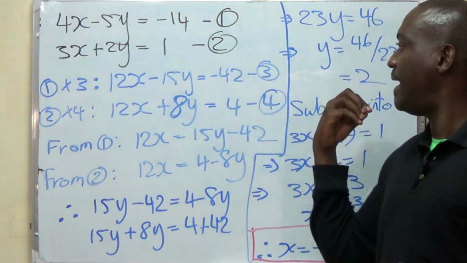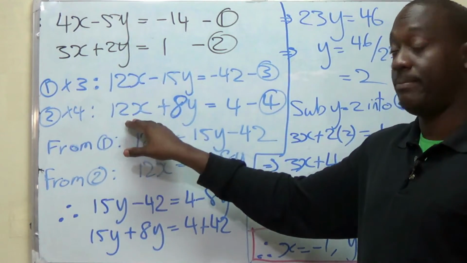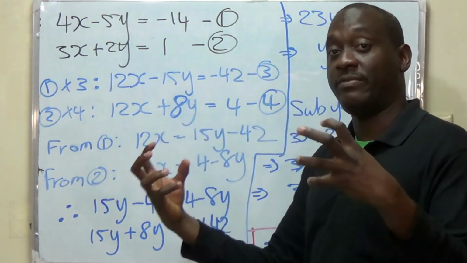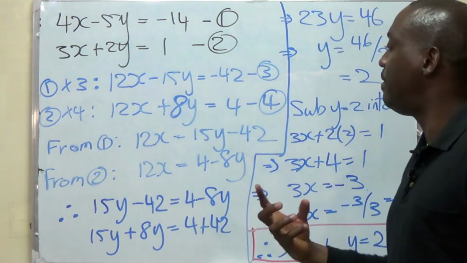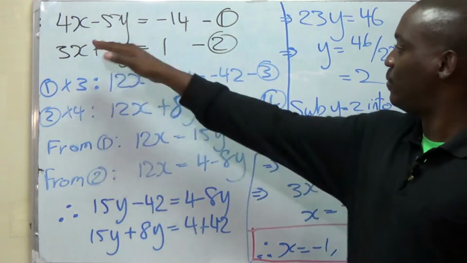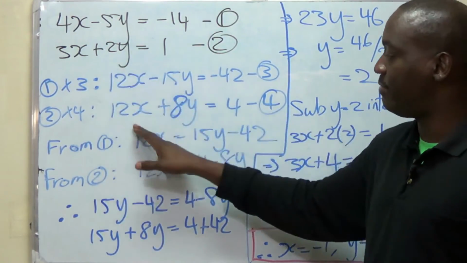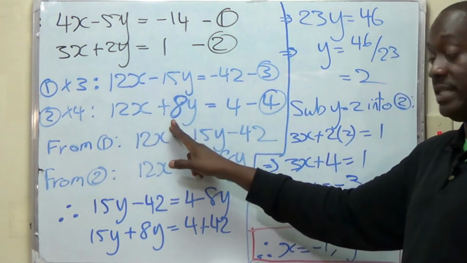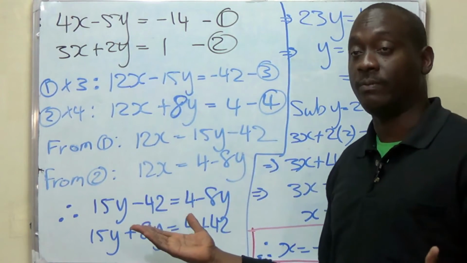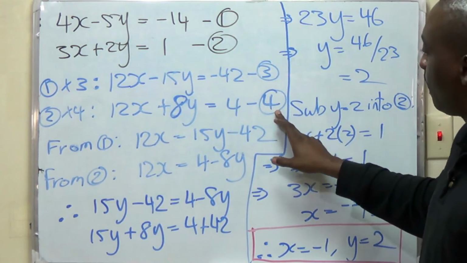So, we have that. And then in equation 2 now, because we're trying to get 12x here, because we're dealing with the x variable and we want the magnitude of the coefficients to be the same, then we have to multiply equation 2 by 4. So that 3x plus 2y by 4, that's the left side. 3x by 4 is 12x, 2y by 4 is 8y. And on the right side, 1 by 4 will always be 4. Good? So we have equations 3 and 4 now.